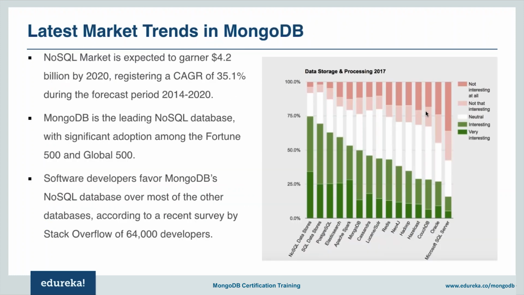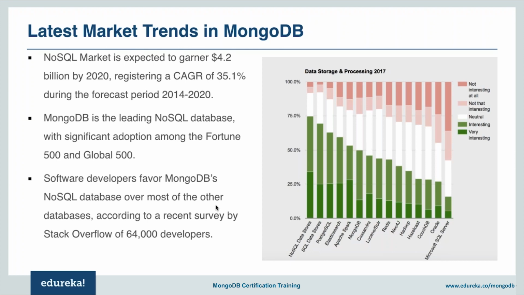As per the market trends, the NoSQL market is assumed to grow to almost $4 billion by 2020, as per the CAGR, 35% growth from 2014 to 2020. Mongo is primarily one of the leading NoSQLs, that's no doubt, among the Fortune 500 or the Global 500. A lot of developers prefer or intend to use Mongo over the other NoSQL stores because it's relatively very easy and simple to configure and use.